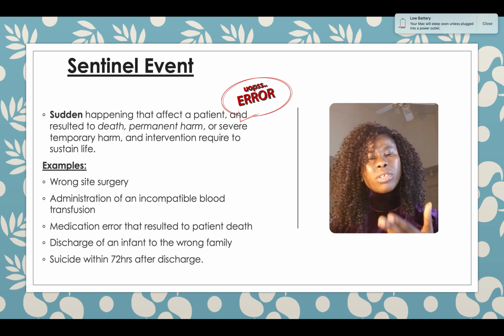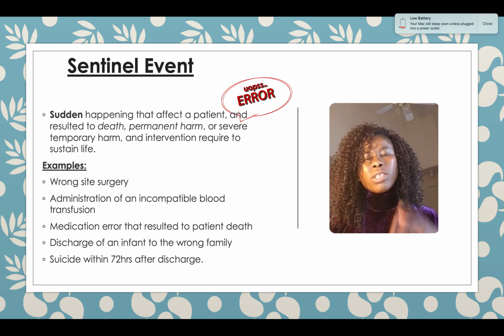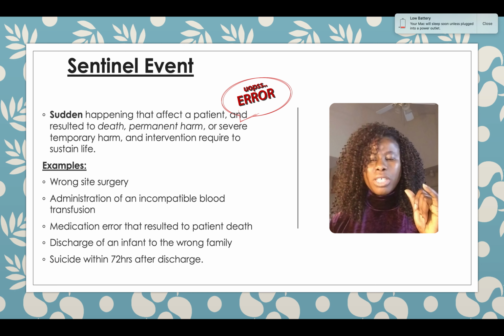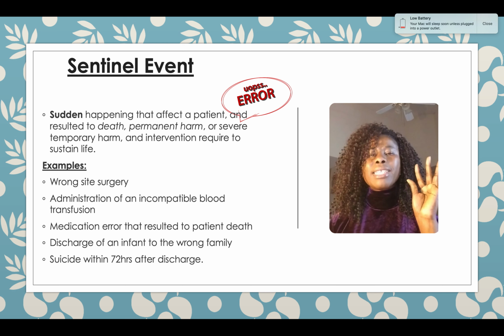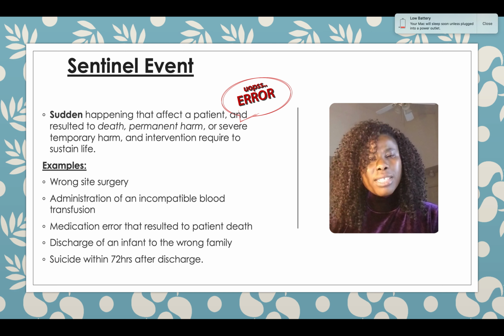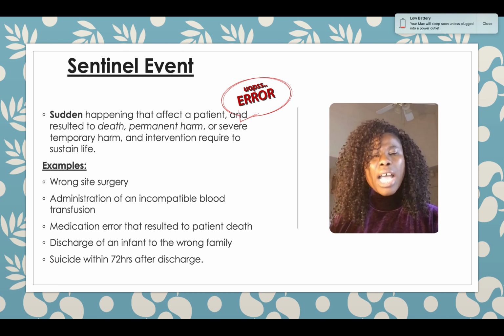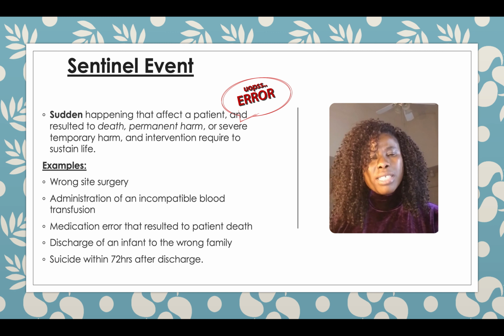On medication error, as nurses, we have to know the 5 rights of medication: the right patient, the right drug, the right dose, the right time, and the right route to prevent a sentinel event. Other examples are discharge of an infant to the wrong family or suicide within 72 hours after discharge. All of that shouldn't happen, to prevent sentinel events.